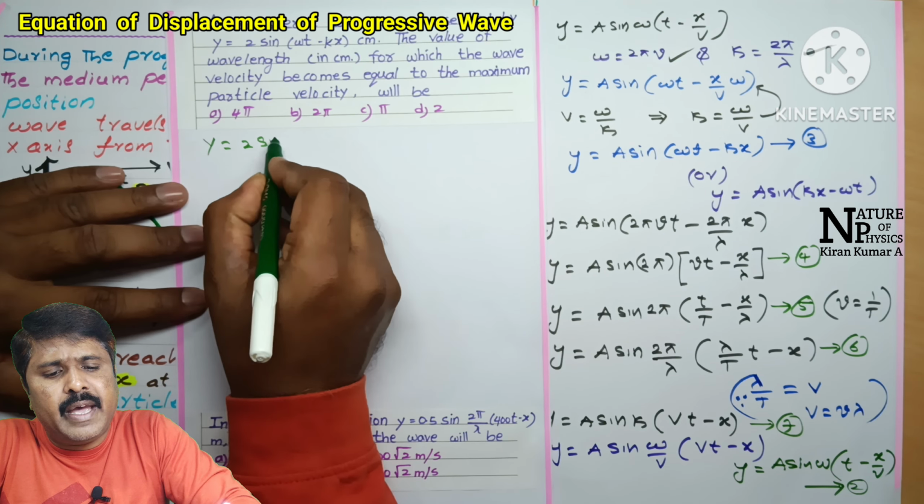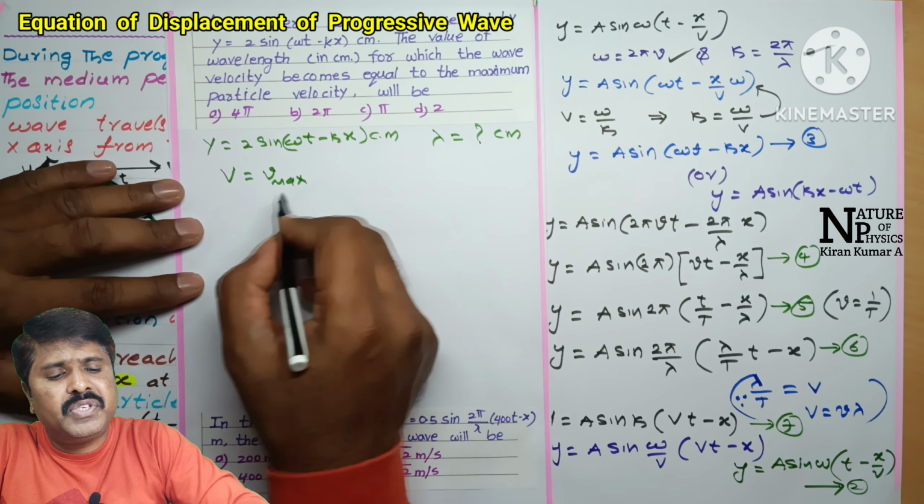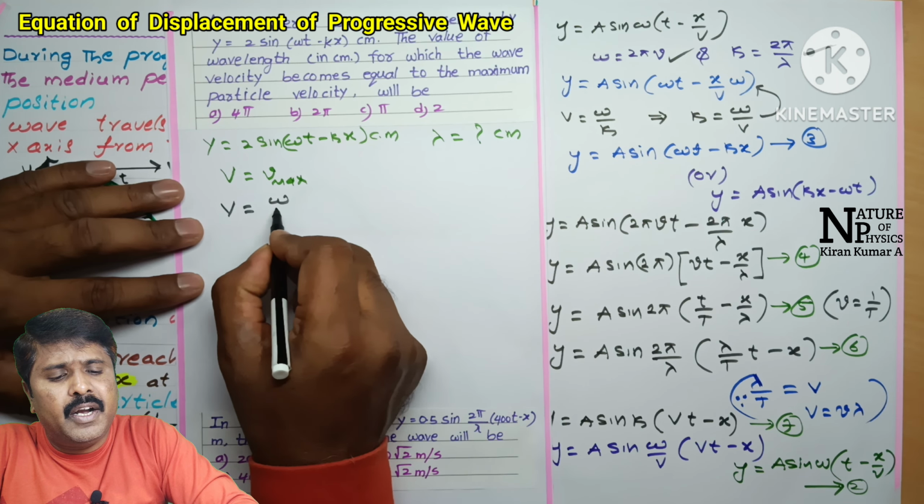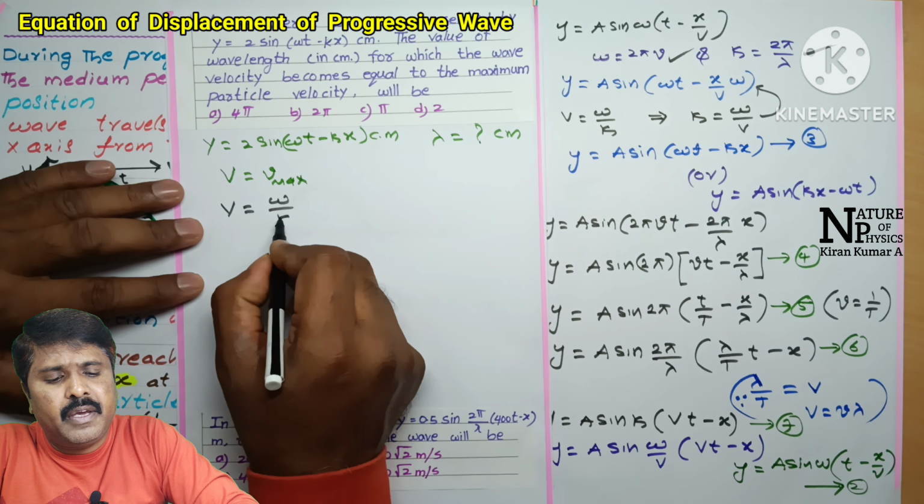Wave velocity v becomes equal to what, student? Maximum particle velocity. Okay student, the wave velocity v is equal to omega divided by k, and maximum velocity is equal to a omega. Replacing both values, omega divided by k is equal to a omega, omega gets cancelled. Now I get 1 by k equal to a, student.